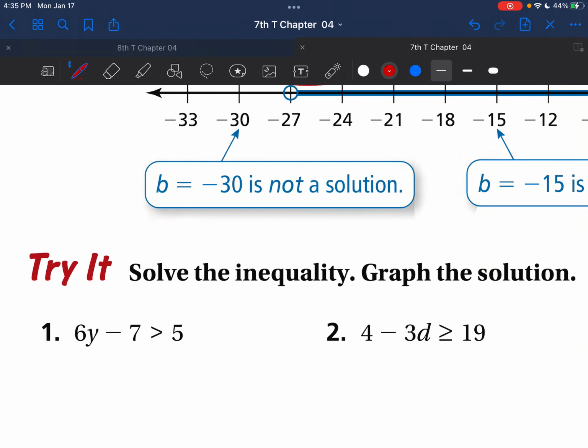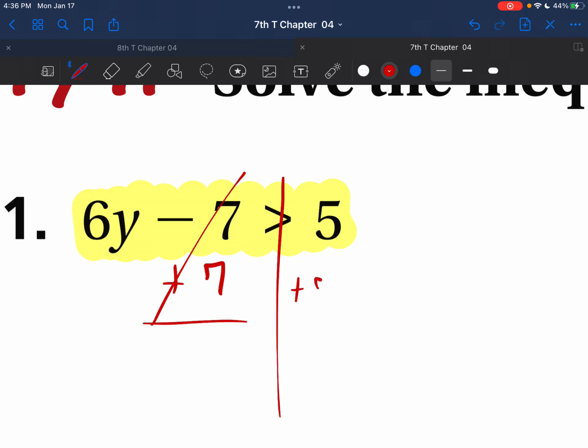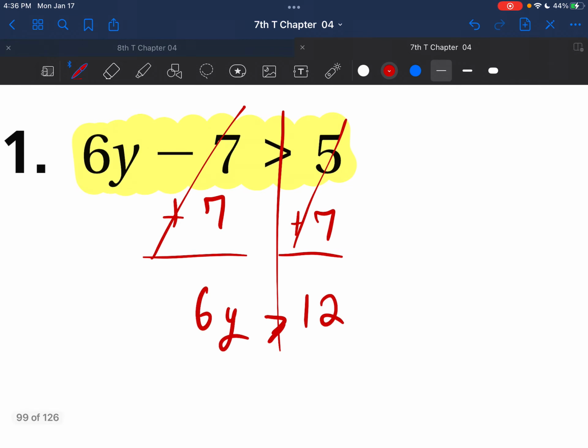Let's try a few more. Solve the inequality. Graph the solution. Please copy this question down right here, and let's solve it. We got two sides. What is the opposite of subtracting 7? That is going to be adding 7. Cross that off. Plus 7. By the way, guys, you should be pressing pause to copy down the question. Don't just listen to the answer. 5 plus 7 is 12. Bring down your 6y.